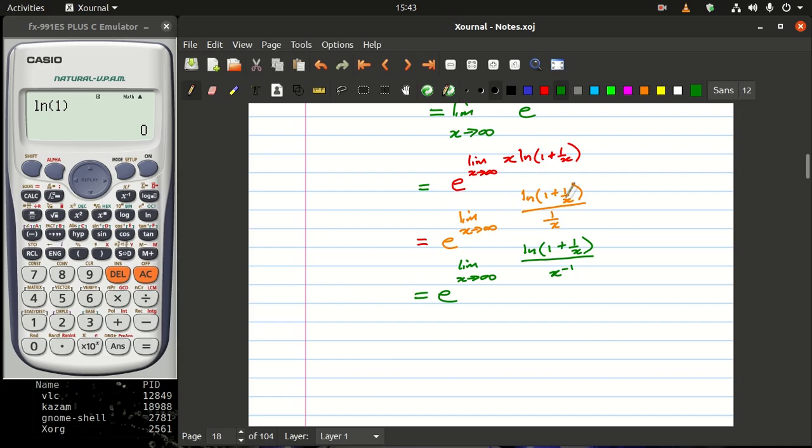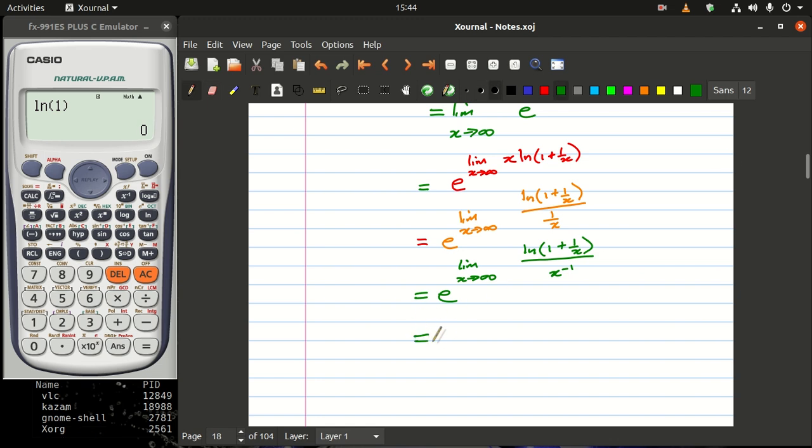If I plug in infinity here, I will end up getting ln of 1 over infinity, which is 0. So I'll end up getting ln of 1 divided by 1 over infinity. And 1 over infinity, because when I'm plugging in infinity here, I will end up getting a 0. So this is going to be a 0. And if you look at ln of 1, it is equal to 0. So I am getting 0 over 0. So since I am getting 0 over 0, I can take L'Hopital's rule in the exponent. So that is what is important here.